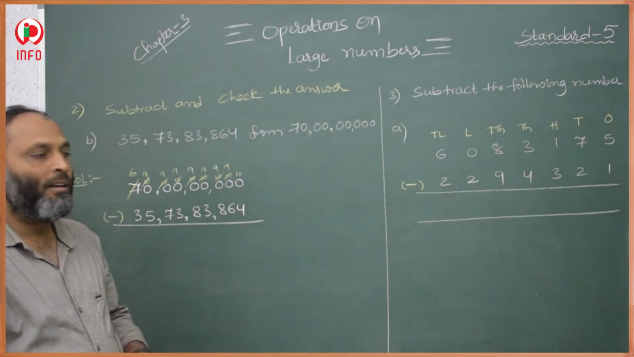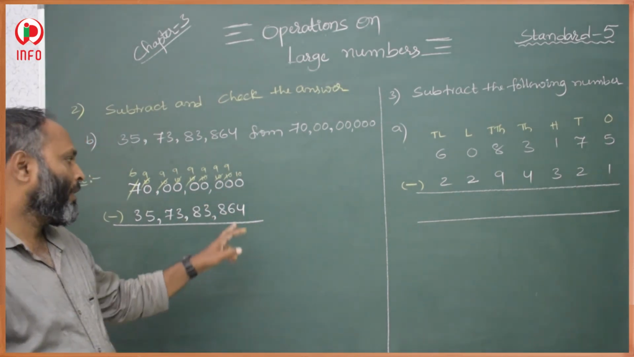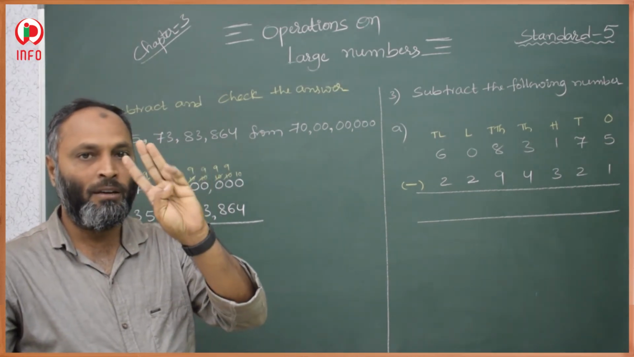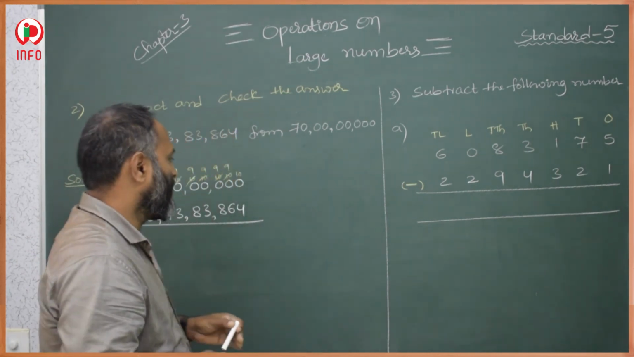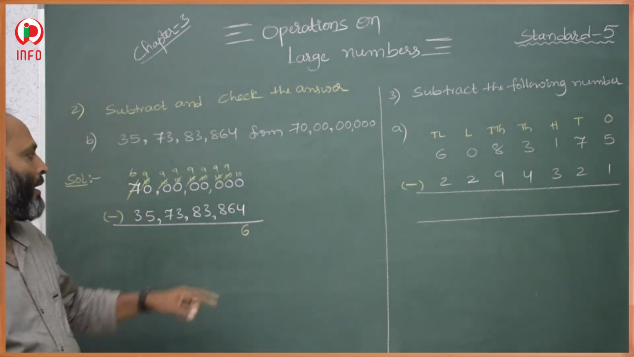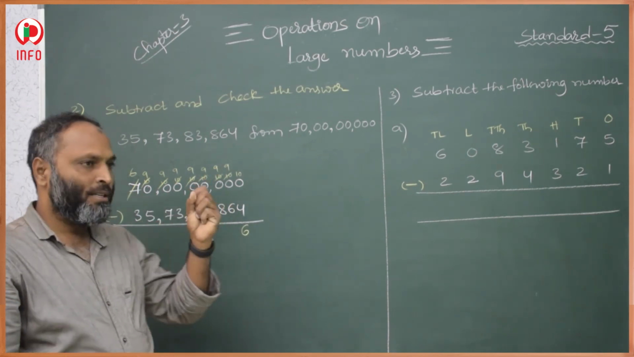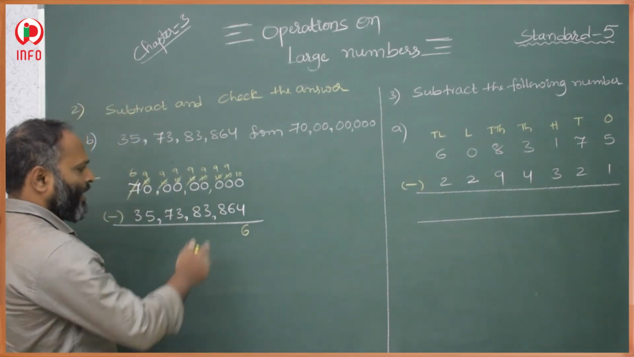Then 10 minus 4. We count from 5 to 10: 5, 6, 7, 8, 9 and 10. Total 6. So 10 minus 4 is 6. And here 9 and 6. We count from 7: 7, 8 and 9. That is 3. So 9 minus 6 is 3.